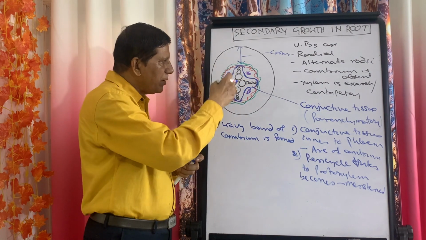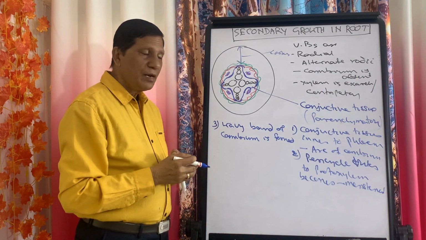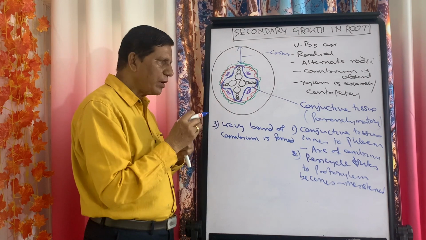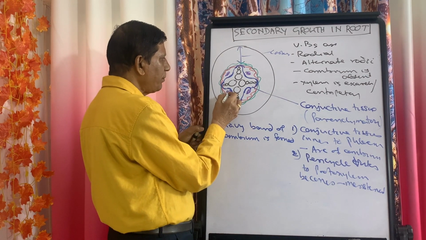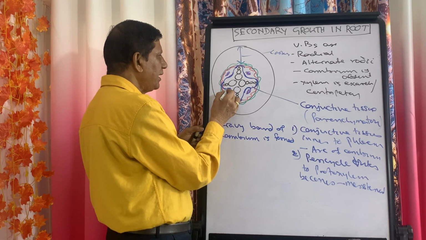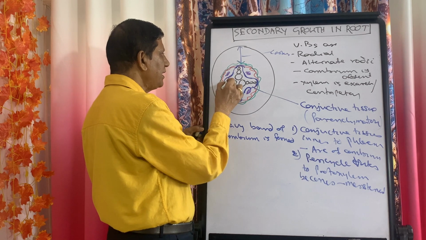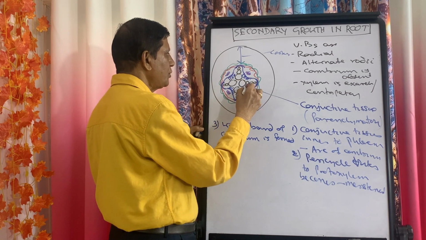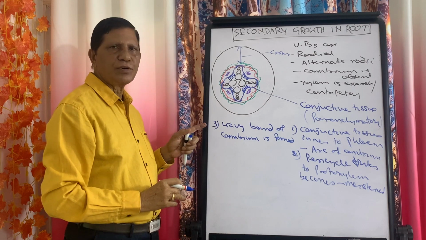Once this wavy band of cambium is formed, secondary growth will start. But since it is wavy, first what will happen? The arcs of cambia present below the phloem will give rise to more secondary xylem toward the inner side and less secondary phloem toward the outer side.